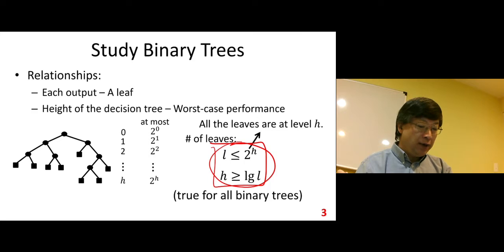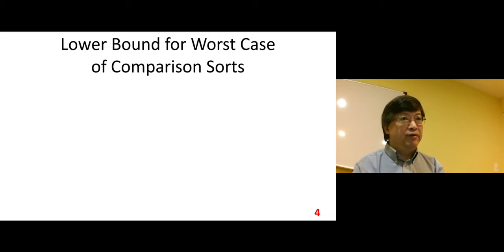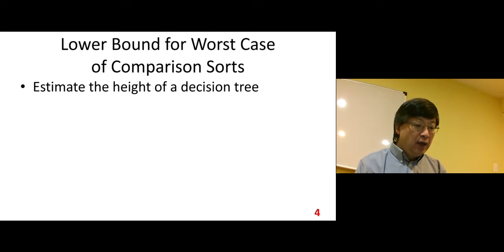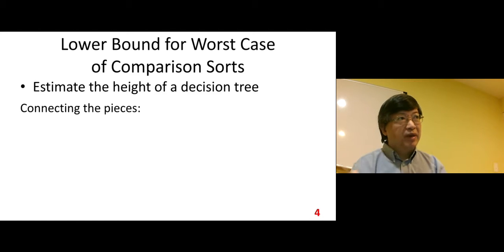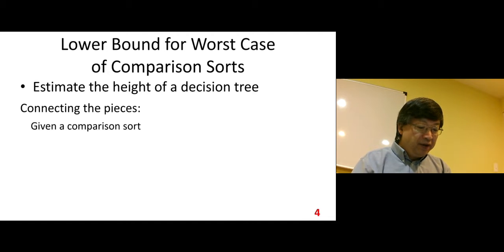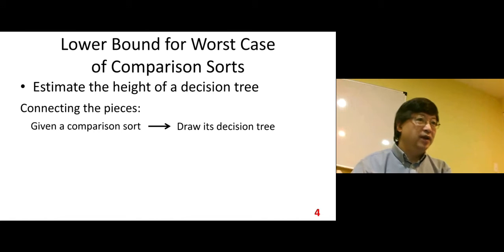Next, we can derive the lower bound for the worst case of comparison sorts. How do we do that? We estimate the height of a decision tree. After our analysis, now we can connect the pieces. Given a comparison sort, let us draw a general decision tree for it.